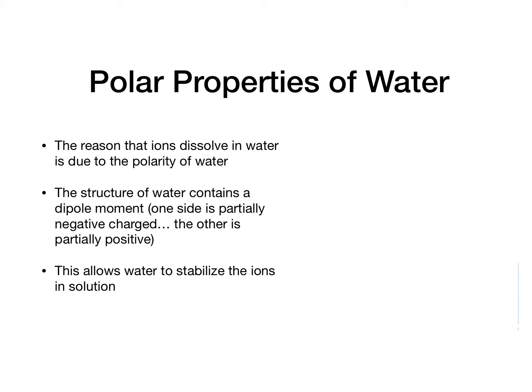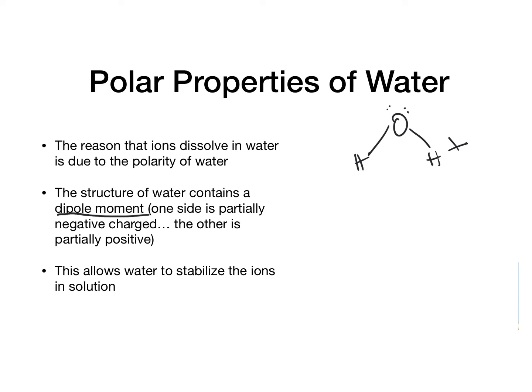One of the reasons that ions dissolve in water is due to the polarity of water. So what does it mean for something to be polar? Polar means that it's going to contain something called a dipole moment. A dipole moment means that one side is negatively charged and one side is positively charged, but only partially. While we haven't learned how to draw the structure of water, it has an oxygen, two hydrogens, and two lone pairs.